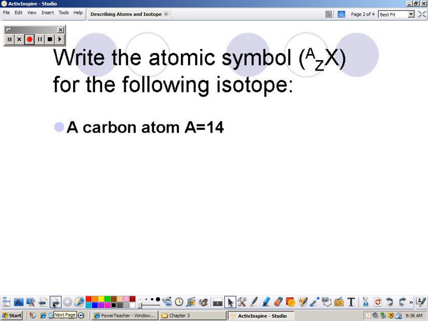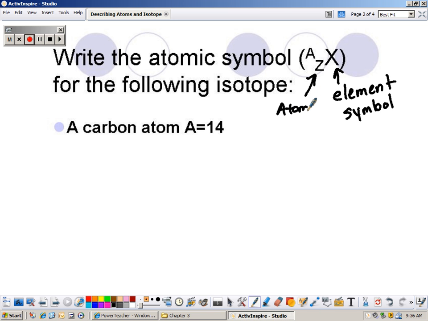Just to review before we try this example, do you remember what this X stands for? Element symbol. What does the Z stand for? Atomic number. And what does the A stand for? Mass number.